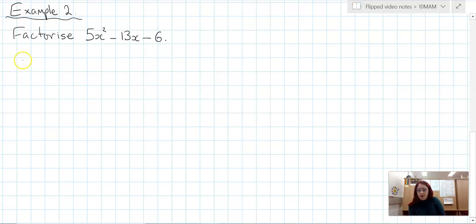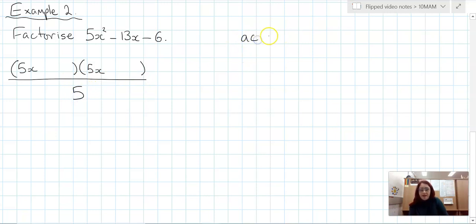So the first thing we do is we set up our brackets, which are going to have 5x in each of them, and that is going to be divided by 5. Now our term AC is going to be 5 times negative 6, which is negative 30. And we want the factors of this, which add to negative 13.